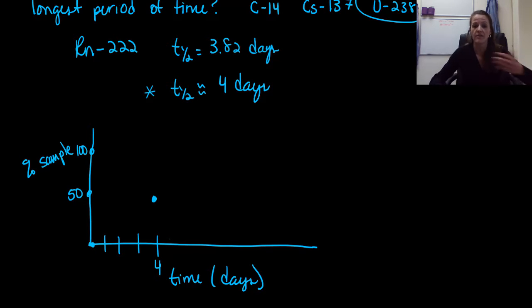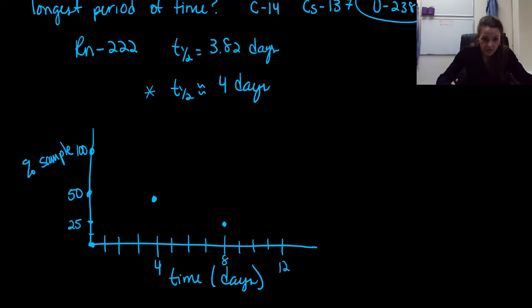4 days later, we have another half-life. So 5, 6, 7, and 8. We come down here, and we are no longer at 50% of our sample. Now we are at 25% of our sample, so that's closer down here. Let's do one more iteration. So another half-life would be 9, 10, 11, and 12 days. Half of 25 is closer to something like 12.5, so that comes down here.